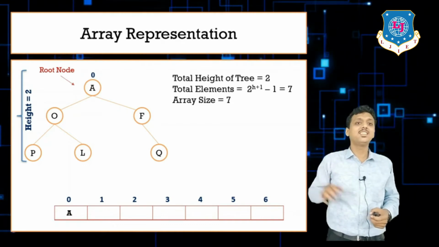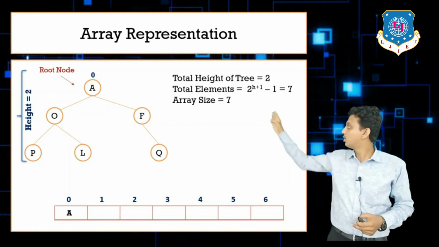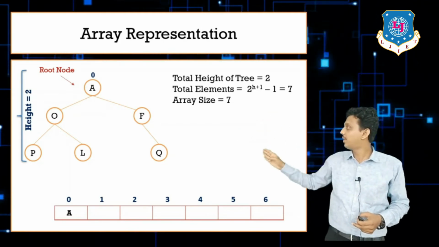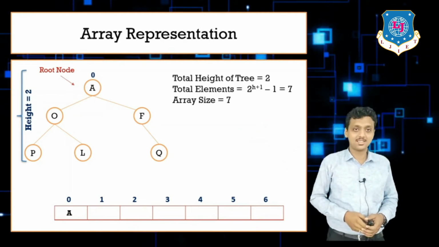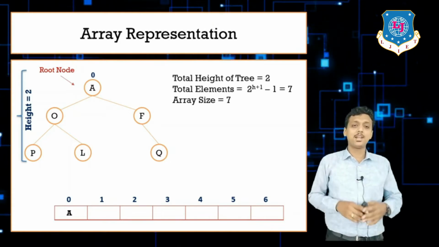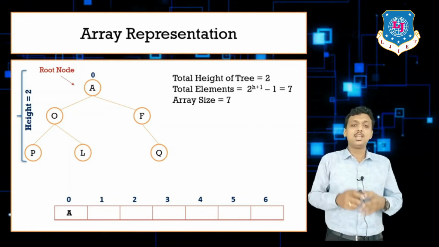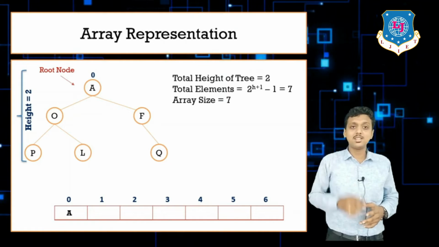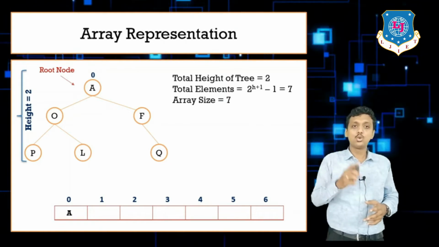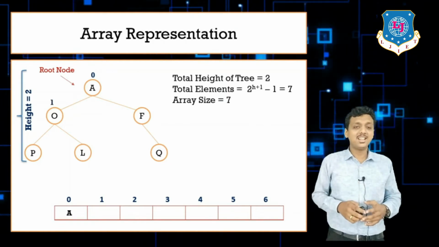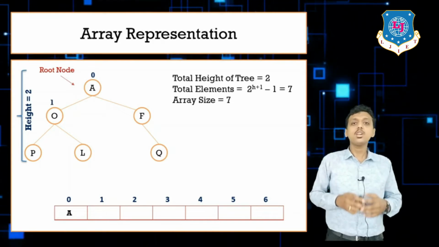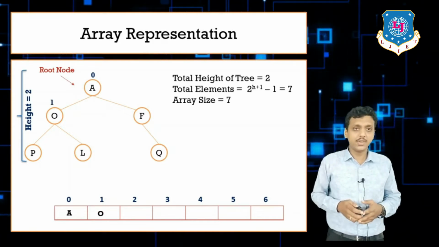Now just maintaining this sequence, like 0, 1, 2, 3, 4, 5, 6, 7, it goes in this manner. Now it is very easy. See, the next element starts with O. So O is indexed at 1, so I'm just placing O at index 1.